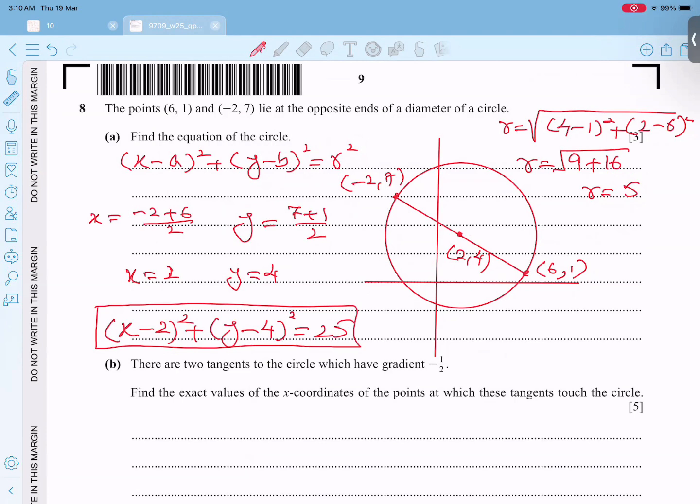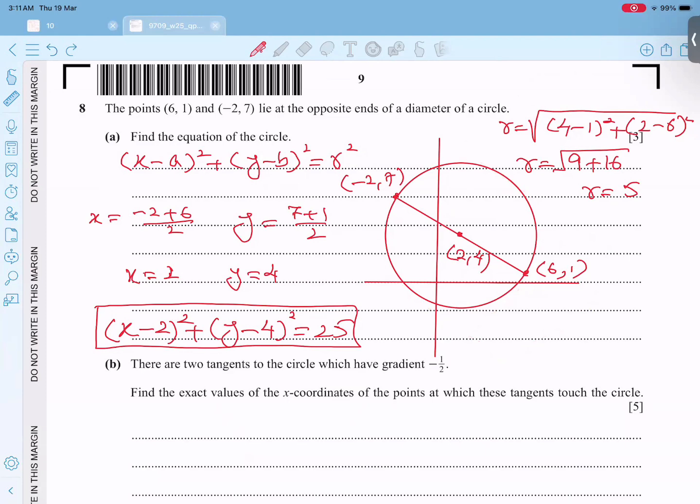So what is afterwards? Afterwards, he's asking, there are two tangents to a circle that have a gradient. There are two tangents, and it is a negative gradient. So first of all, do you know, students, all these lines have a positive gradient, and all these lines have a negative gradient. So it is understood. I'm going to show you the tangent may be like this. There are two tangents. You see, these two tangents have a negative gradient, given by him as negative half.